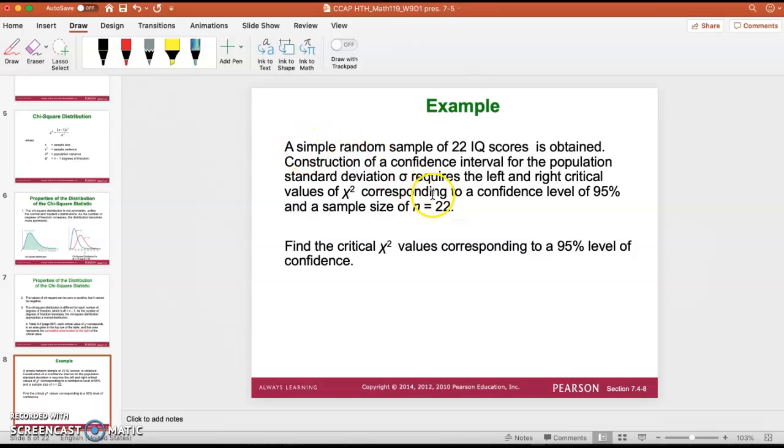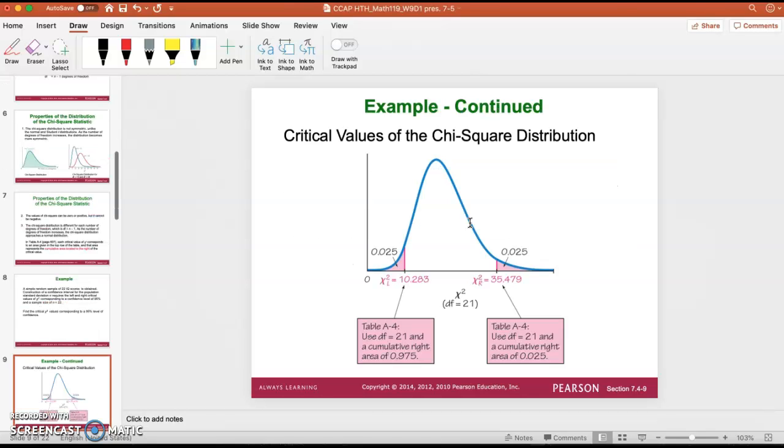For example, here a simple random sample of 22 IQ scores is obtained. Construction of a confidence interval for the population standard deviation sigma requires the left and right critical values of chi-square corresponding to a confidence level of 95% and a sample size of n equals 22. So I'm just going to find the critical values corresponding to that. Since we have that sample size n, that of course means our degrees of freedom is going to have to be 21. And this is what that's going to look like.